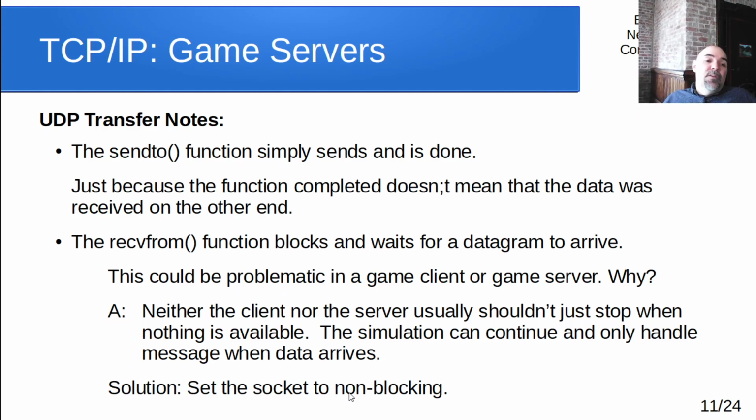Okay, so a couple notes on transfer. The send to function, we call it, it puts the stuff out there on the network and it's done. But just because the function completed doesn't mean that the data is received on the other end. So in other words, when we call send to and it returns to us, we don't know whether they received the data or not because UDP is unreliable. The receive from, however, will block and wait for a datagram to arrive.